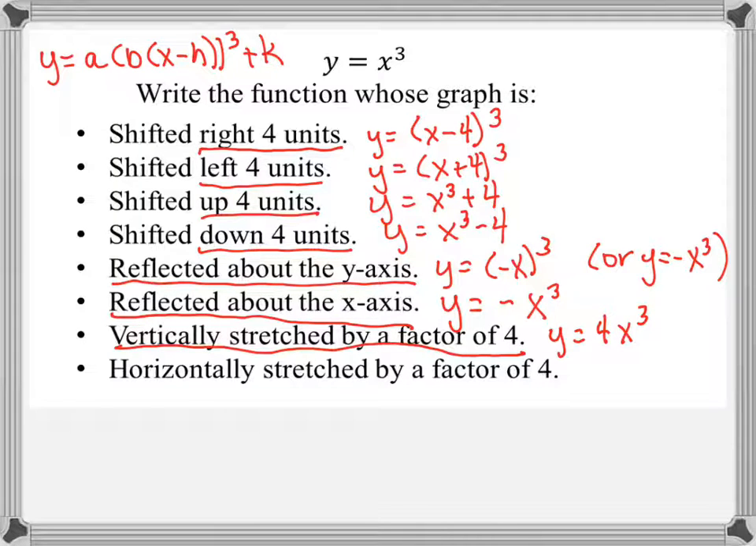Okay, horizontally stretched by a factor of 4. So we are now going to deal with the number in the b position. b will be greater than 1 if we are horizontally compressed, and b will be less than 1 if we are horizontally stretched. So here, because we're stretching by a factor of 4, b will be 1/4. y equals the quantity 1/4 x quantity cubed.